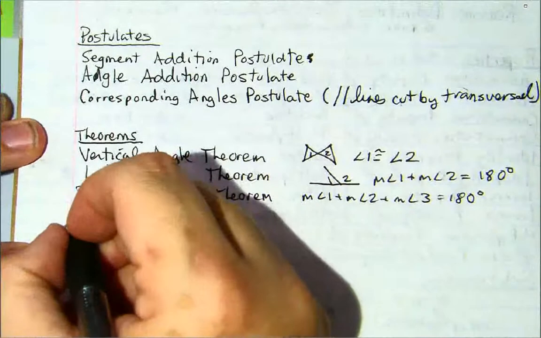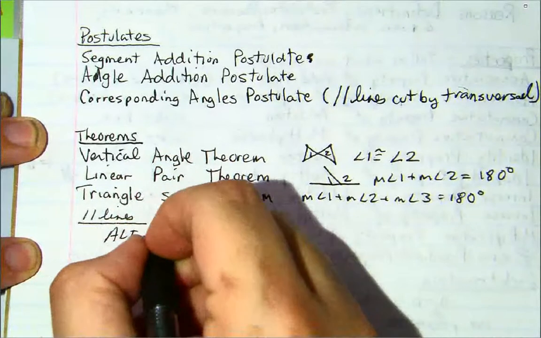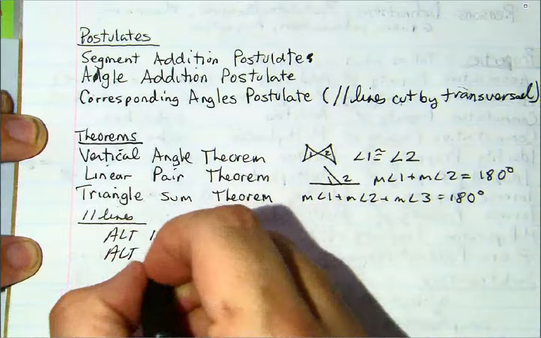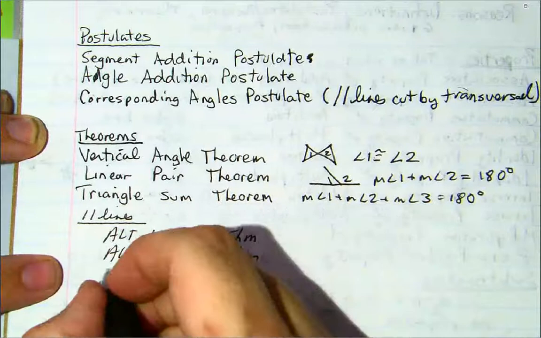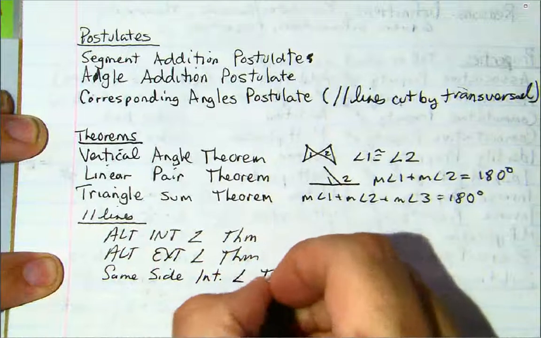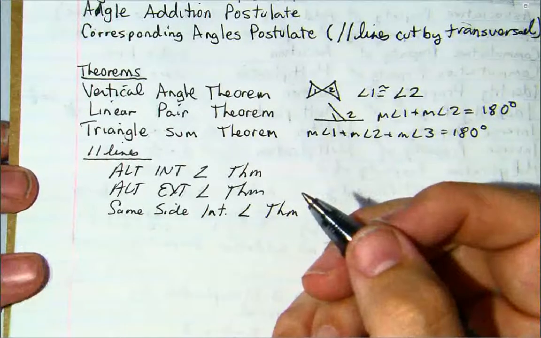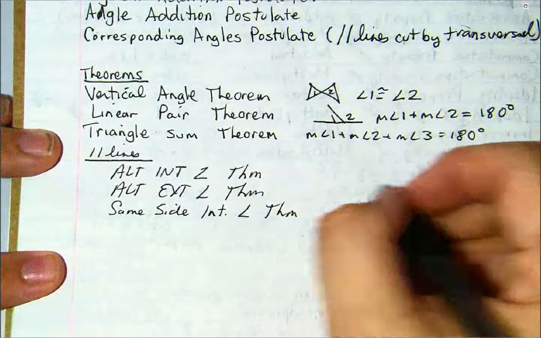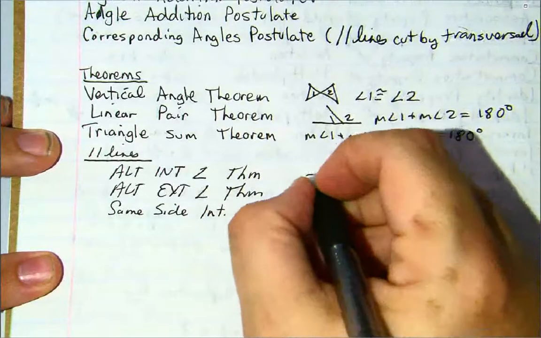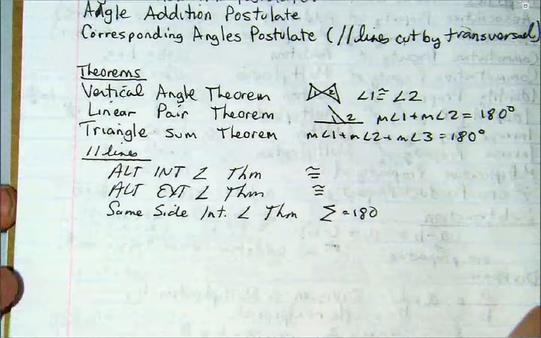Now for parallel lines, you have your alternate interior angle theorem, your alternate exterior angle theorem, same side interior angle theorem. Those three you better remember. And I'll just put these little keys here. These angles are congruent, and these, add them up, they're 180 degrees. They're supplementary.